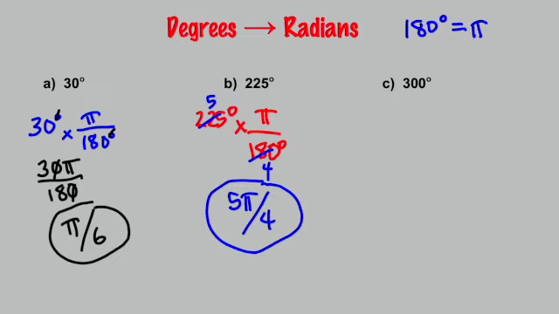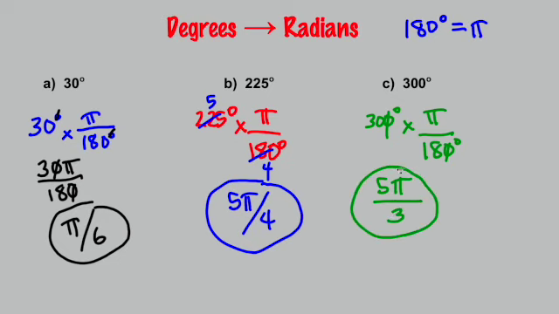Let's go into 300 degrees over here. So we would take 300 degrees. Once again, we're going to multiply by pi over 180 degrees. And now what we're going to do is reduce. I'm going to divide them both by 10. So now I have 30 over 18. Well, 30 and 18, what goes into both would be 6. So if I divide 30 by 6, I'm going to get 5, so I'm going to get 5 pi. And 18 divided by 6 would be 3. So 300 degrees ends up being 5 pi over 3.